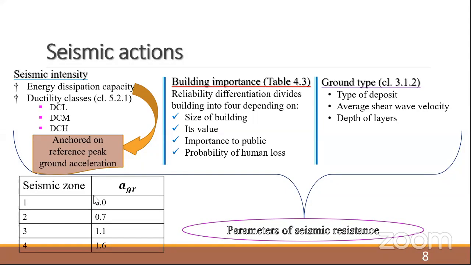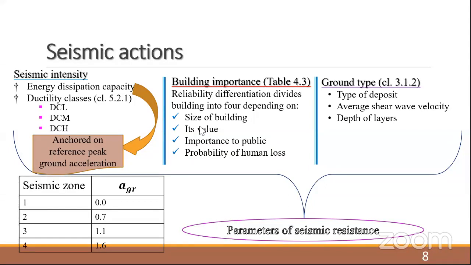The zonation begins from zone 5 all the way to zone 8 and above. The values there, we are going to see later on how we can use them in relation to this, or what can sometimes be referred to as the modified Mercalli values. The second bit under the seismic intensity is the ductility classes, of course tabulated in clause number 5.2.1, and I've talked about them: the DCL, DCM, and DCH. The second parameter is the building importance.